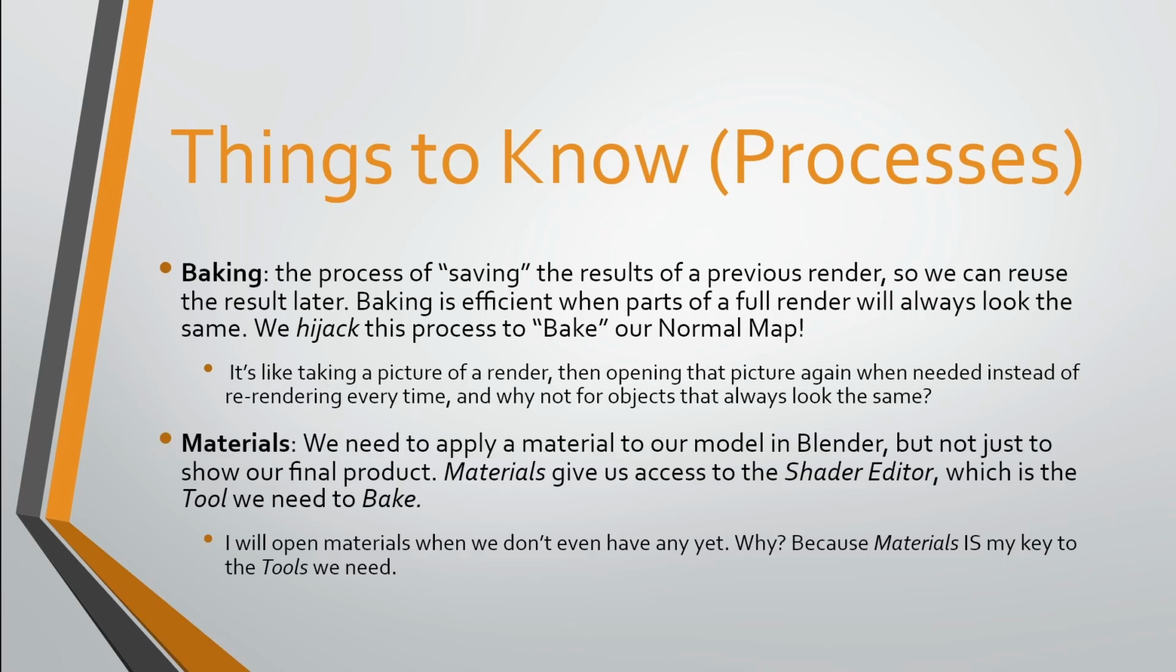The first thing you need to understand is the process of baking. And that's a process of saving the results of a previous render. You know in Blender that you render a scene, but we can actually render something to reuse the results later. Baking is an efficient process. So when parts of a full render are always going to look the same, we can pre-render those to be used later. Now, we actually kind of hijack that process to bake our normal map. So as an example, it's like taking a picture of a render and then opening that picture again when needed instead of re-rendering every time. So why not do that for objects that always look the same?